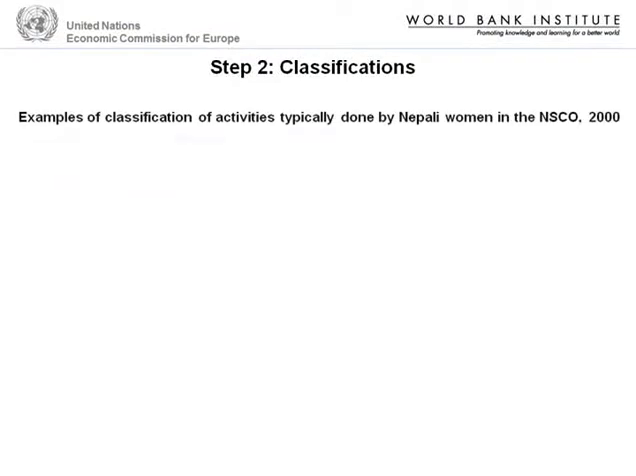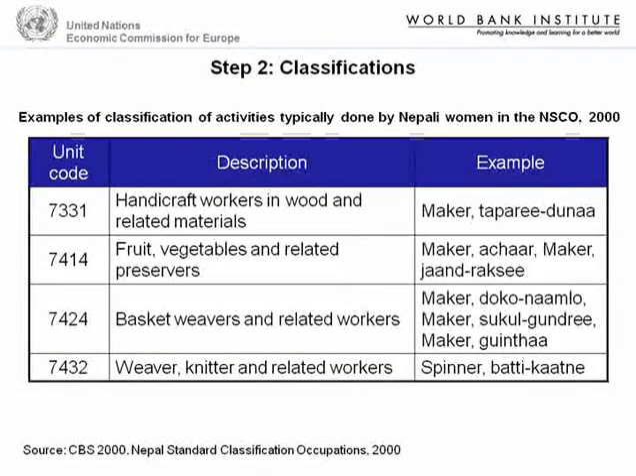A process carried out in Nepal for the 2001 census gives an example of how classification can be made more gender relevant. The Occupation and Industry Classification Committee reviewed the gender bias in the classifications to be used, then produced new codes for occupation and industry that provided more detailed, gender-sensitive breakdowns for women and men. The table reports examples of these new activities, which include handicraft workers, fruit, vegetable and related preservers, and basket weavers.